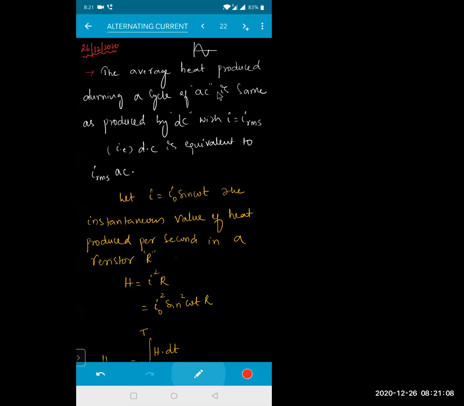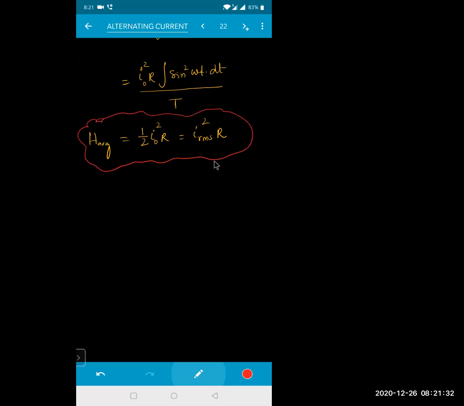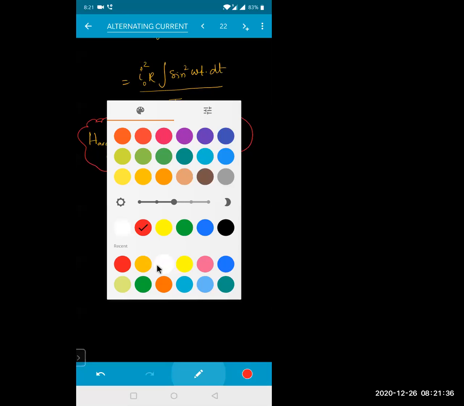So see the definition here. The average heat produced during a cycle of your alternating current is the same as that produced by DC with I value equal to how much? I RMS. So I can say that DC current is equivalent to your I RMS alternating current, and the heat value I am getting is H average equals I RMS squared into capital R.